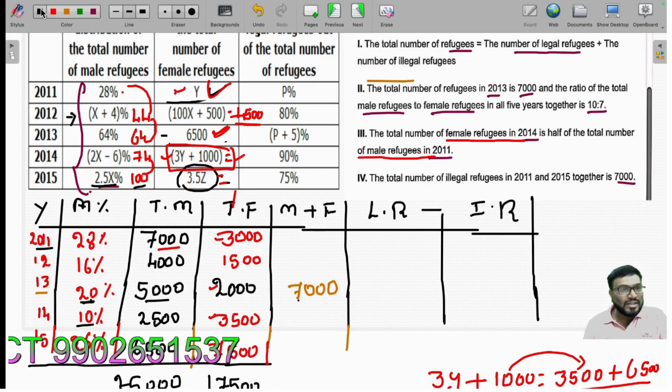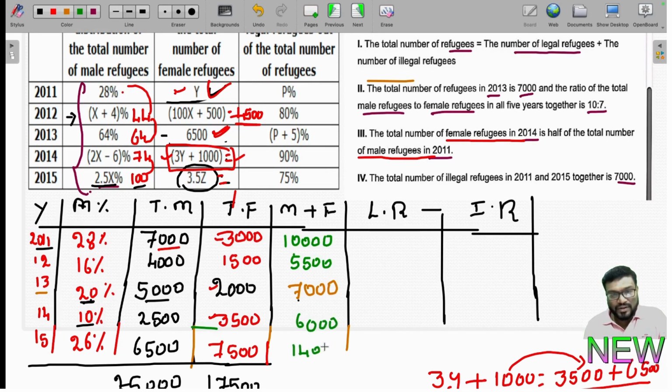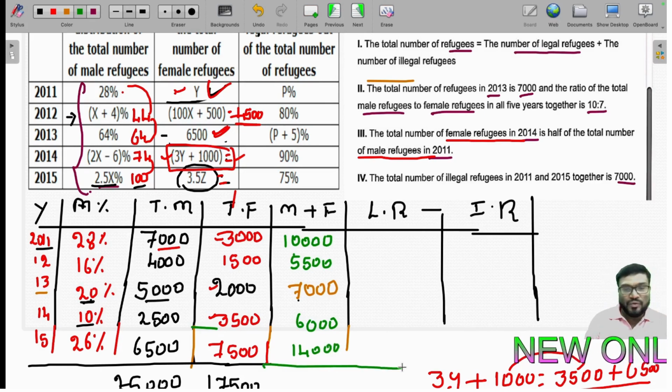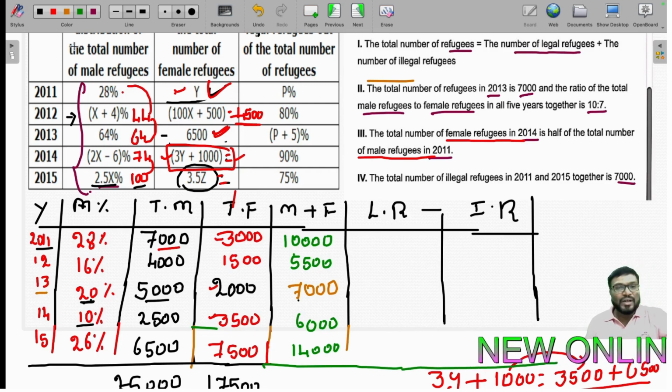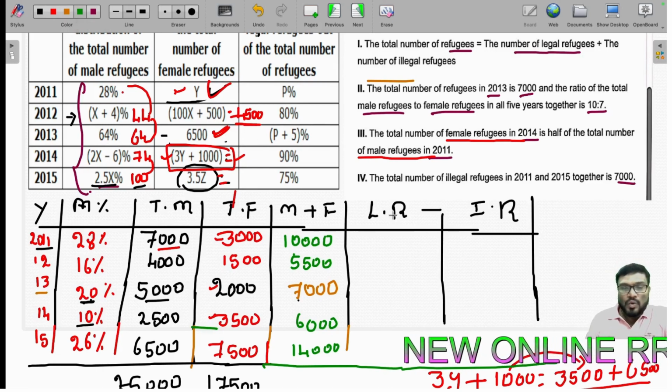Now I know males, I know females. If I add both, it will be total males and females. 10,000 here total males and females. Here 5,500 males and females both. Here 7,000. Here 6,000, 3 plus 2. Here 7 plus 6, 13 plus 500, 14,000. Now I know total males and total females. While explaining it will take time, but if I do it, it's hardly 2 or 3 minutes. We can solve fast.